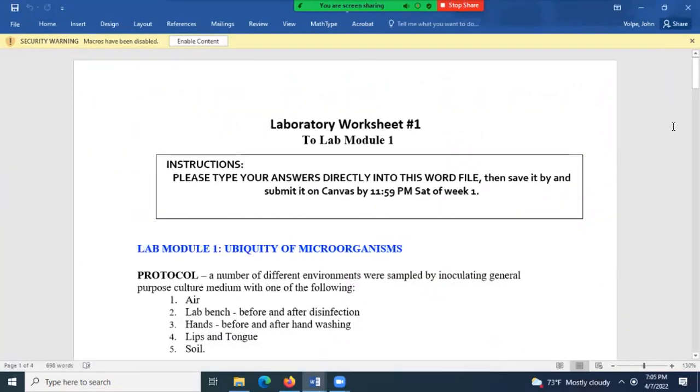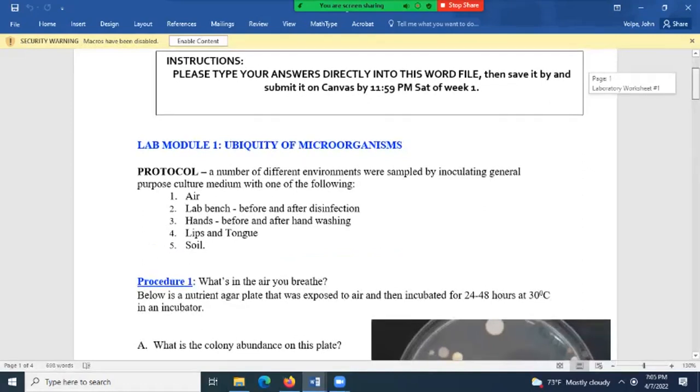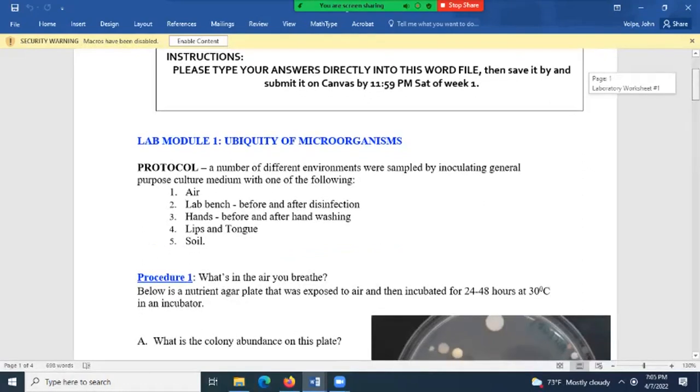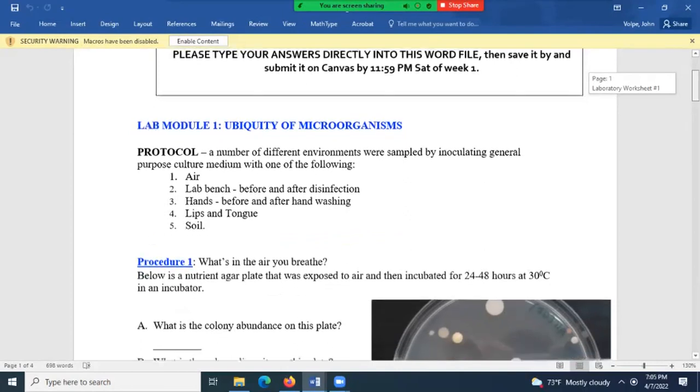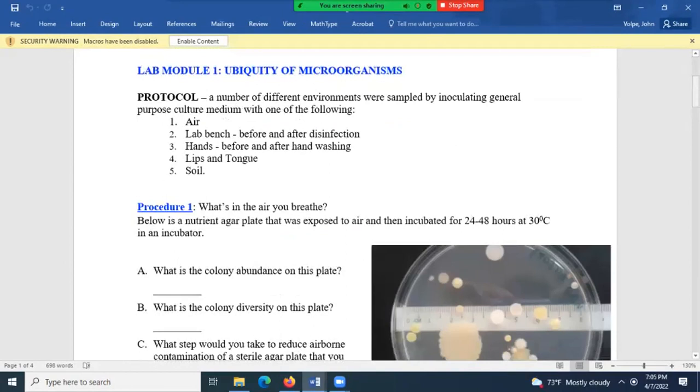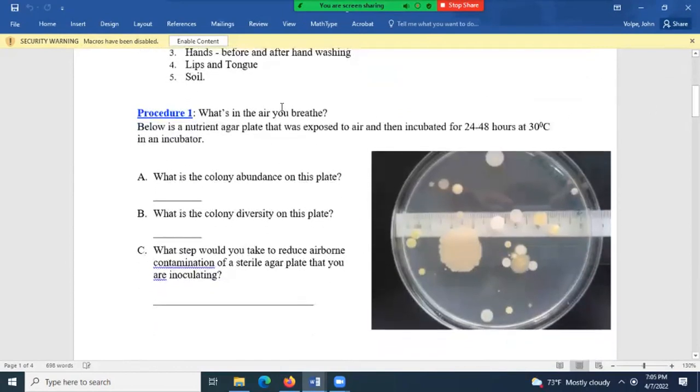So type your answers in this worksheet, or print it out and scan it and send it to me. We're talking about the ubiquity of organisms. Answer the question, what's in the air you breathe? You don't need to answer this question because this is part of the procedure, but you should answer everything that's got a blank or a question mark. And that has a question mark, I know, but you don't need to answer the procedure one. Just telling you, answering what's on the procedure.